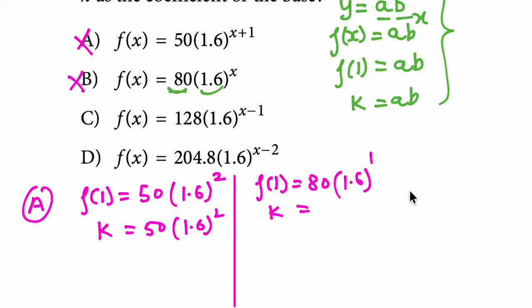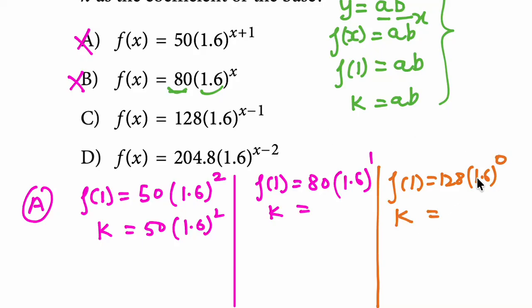Now let's come to C. F of 1 is equal to 128 times 1.6 raised to power 1 minus 1, that is 0. So f of 1 is k, and 1.6 raised to power 0 is 1, so it is 128. So here k is the value 128, which is present in the equation itself in the form of a coefficient. So that means C is the right option, right? Try to understand the meaning of the statement given in the question.